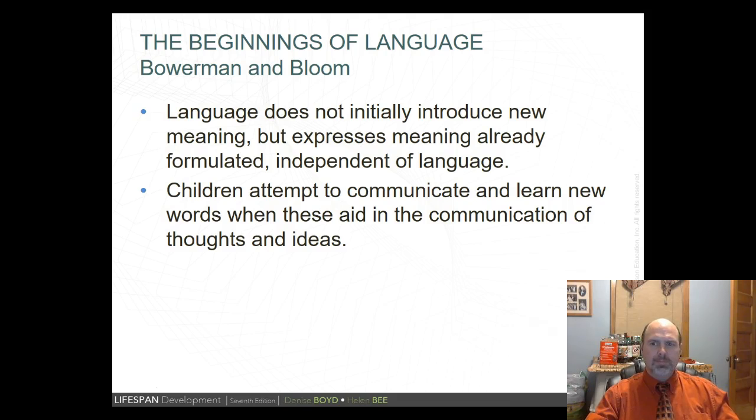Borman and Bloom, Louis Bloom and Melissa Borman said, when language starts to come in, it does not introduce new meanings to the child. Rather, it's used to express only those meanings the child has already formulated. Okay. For instance, a child may attempt to communicate and learn new words when these aid in the communication of thoughts and ideas. Louis Bloom, from the beginning, the child's attempt is to communicate, and he or she learns new words when they help him to communicate his or her thoughts and ideas.